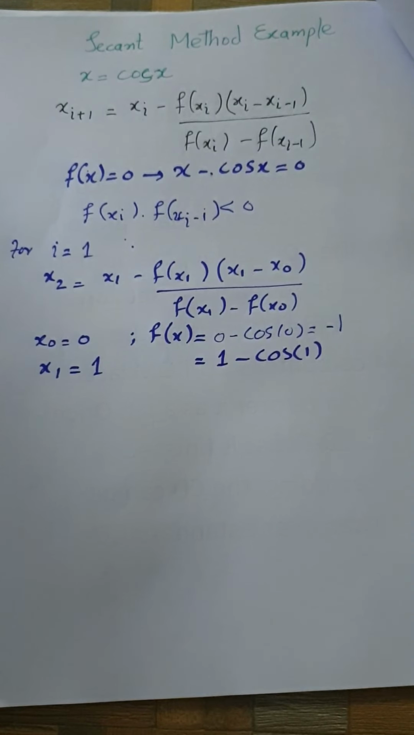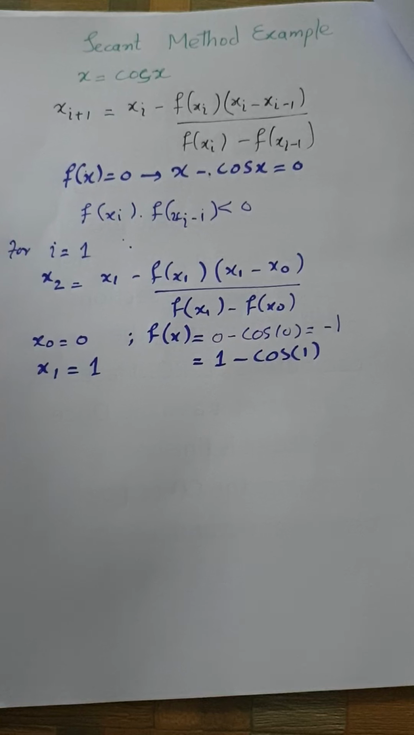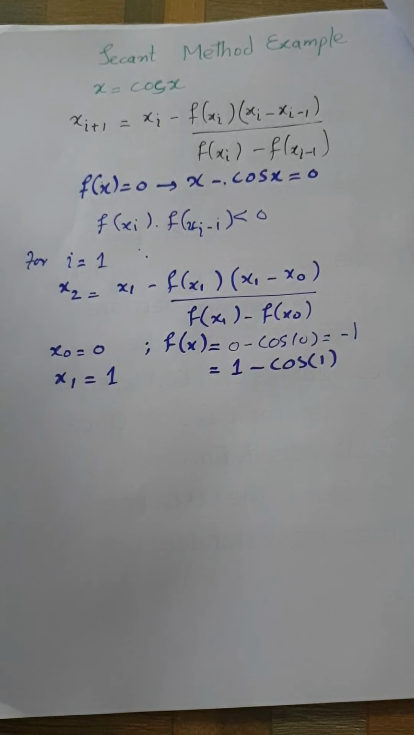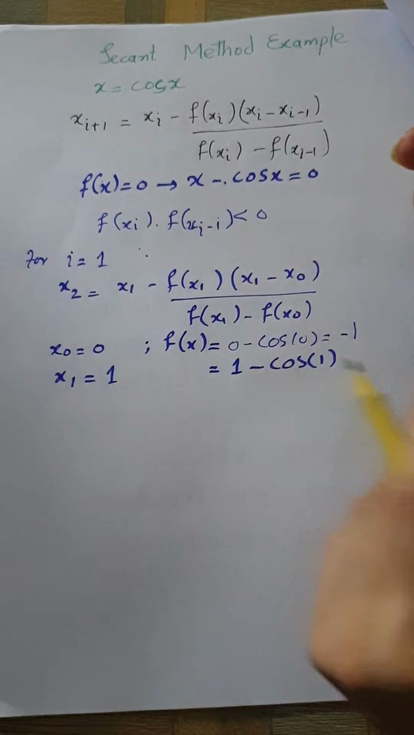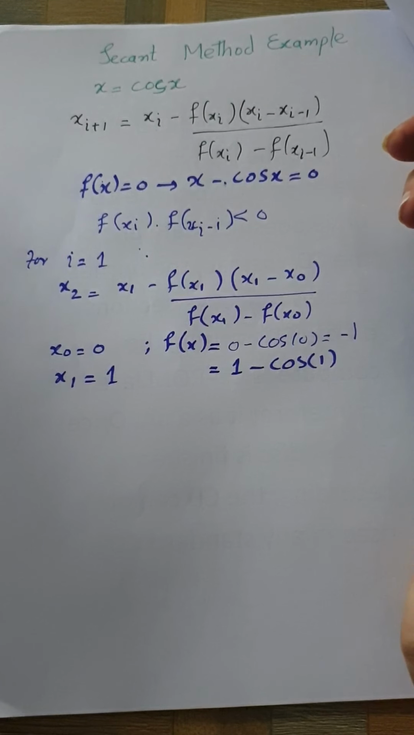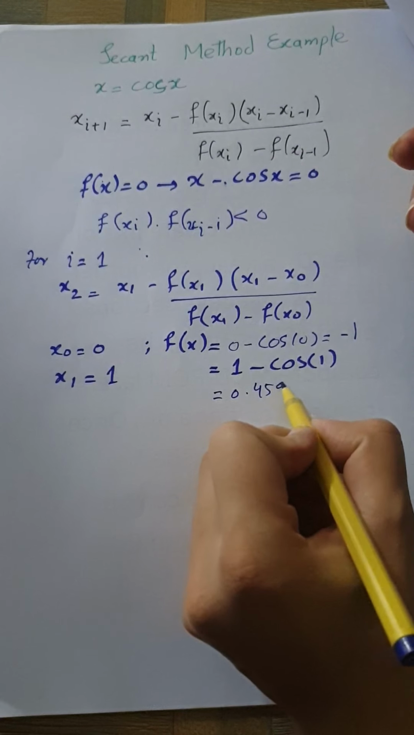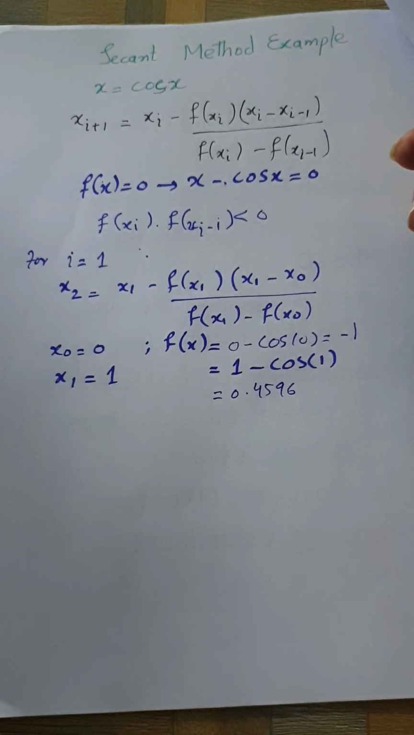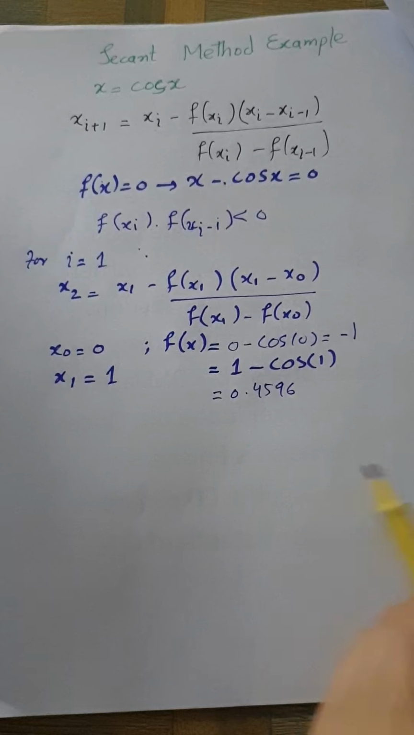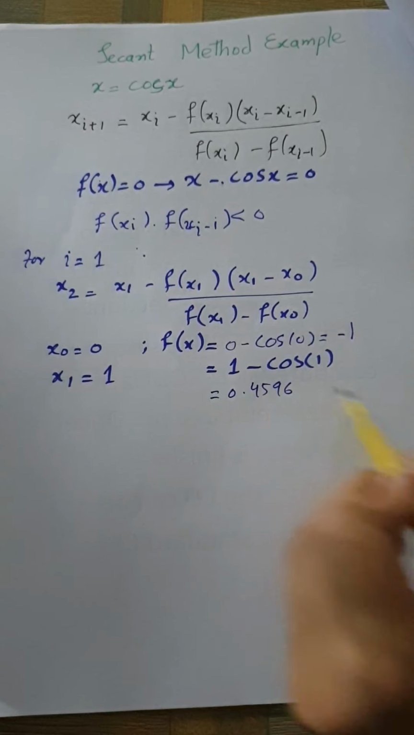One thing you need to notice is that whenever you solve trigonometric functions, you need to change the calculator mode into radians. Okay, so you will get 1 minus cos 1 is equal to 0.4596. I will just take four decimal places to make our calculation simpler.